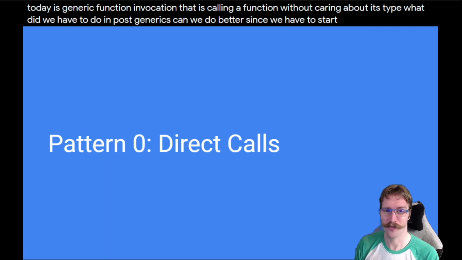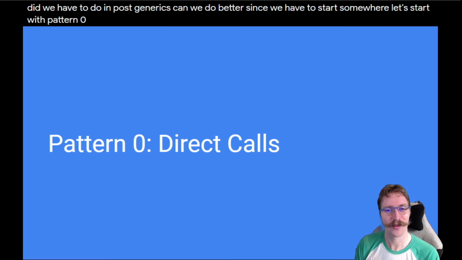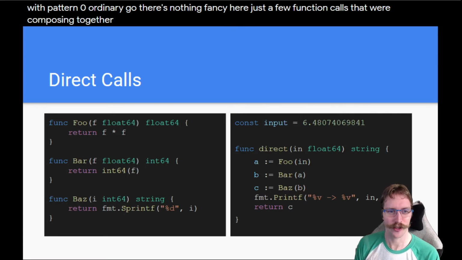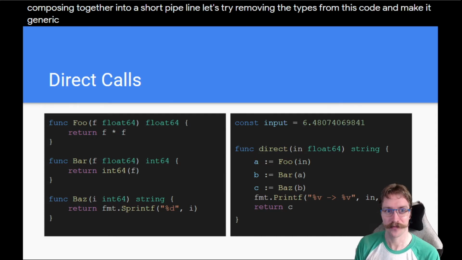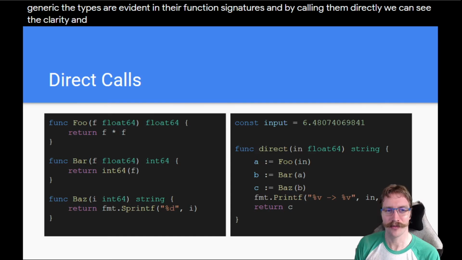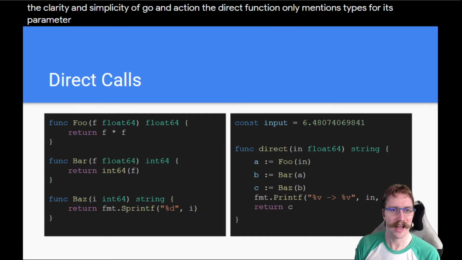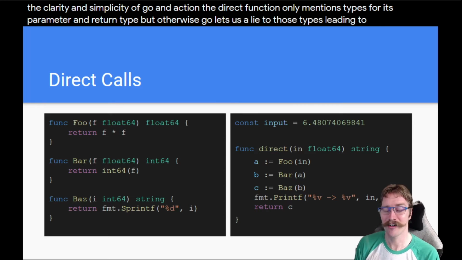Since we have to start somewhere, let's start with pattern 0, ordinary Go. There's nothing fancy here, just a few function calls that we're composing together into a short pipeline. Let's try removing the types from this code and make it generic. The types are evident in their function signatures, and by calling them directly, we can see the clarity and simplicity of Go in action. The direct function only mentions types for its parameter and return type, but otherwise, Go lets us elide those types, leading to clear and understandable code.